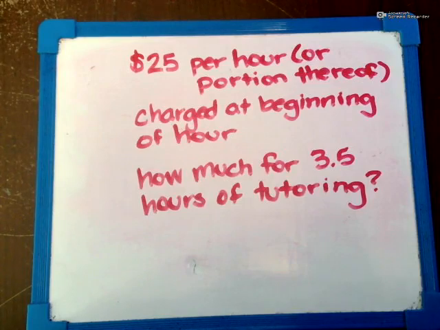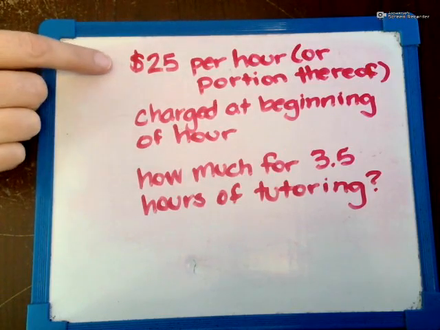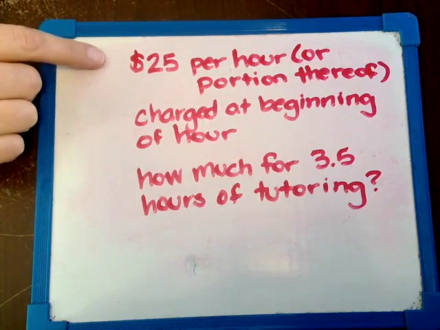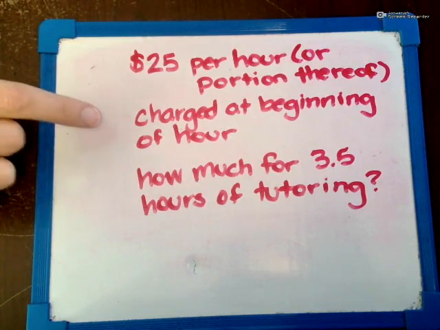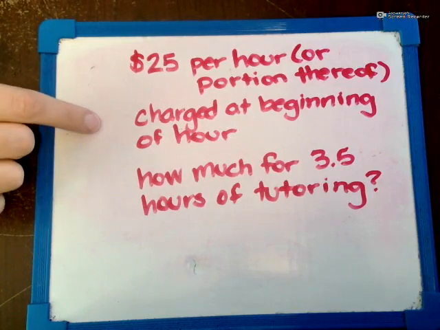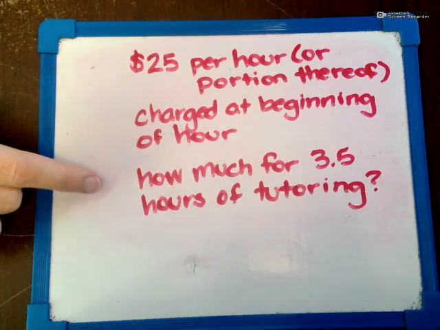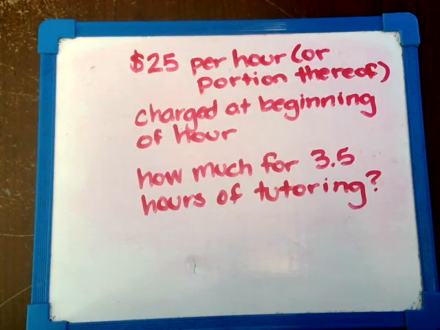So a tutoring company has a set rate of $25 per hour or any portion of an hour for tutoring. This means they'll charge $25 an hour as soon as the hour begins. And a parent wants to know what the cost would be if their son is tutored for 3.5 hours. So first we need to describe the quantities as well as the relationships between the quantities and the scales that should be used to graph this scenario.